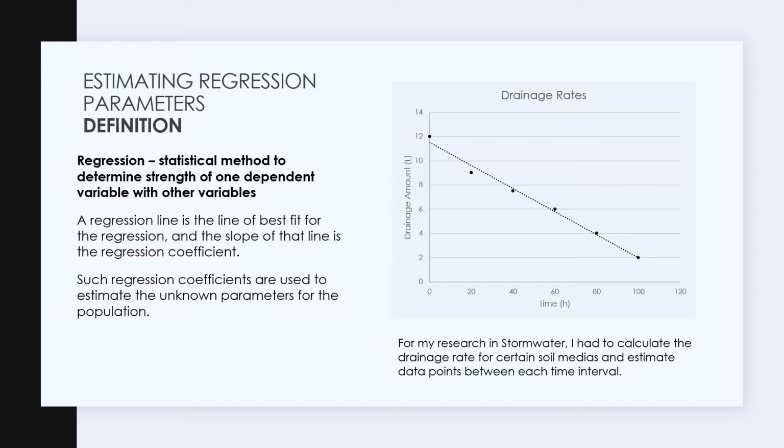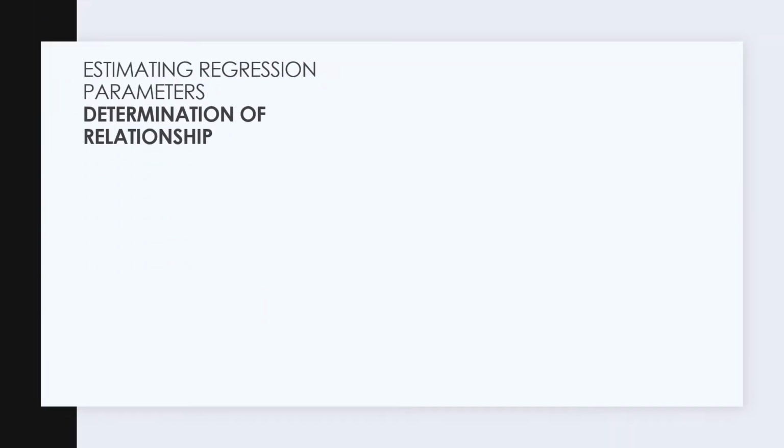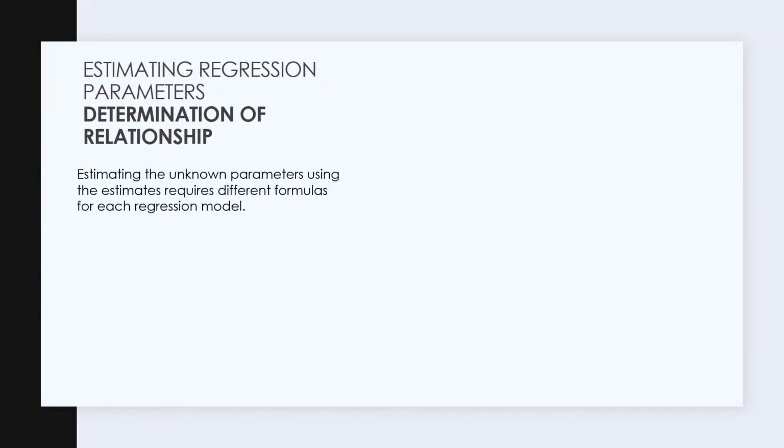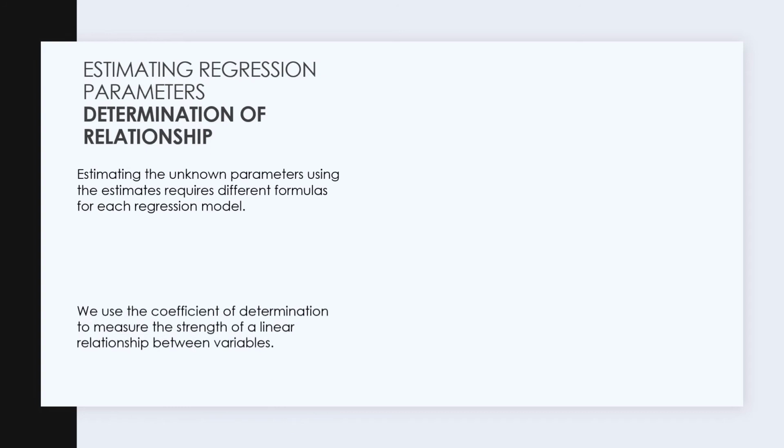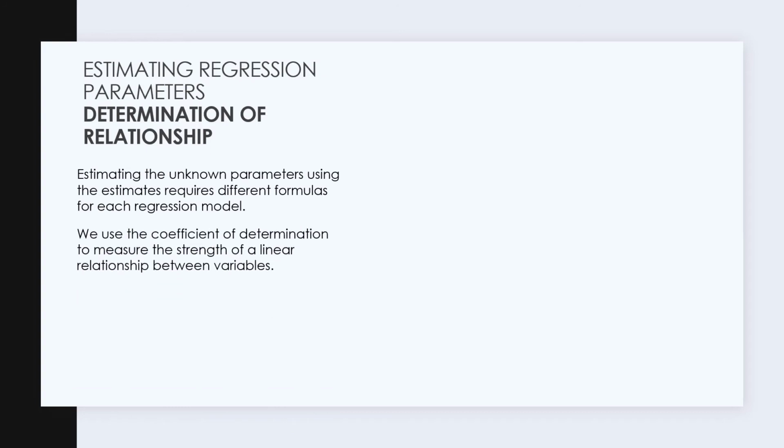And so we plotted the data points and then drew a line of best fit through it, and this is an example of a linear regression. And on the next slide, we'll talk about how strong these two parameters are with each other. So determination of relationships. So each regression model uses different formulas for linear relationships, linear regression, which we focused on in this course. We can use the coefficient of determination.